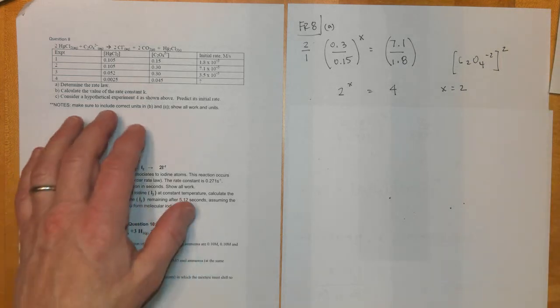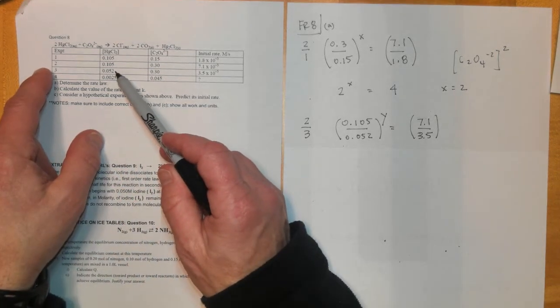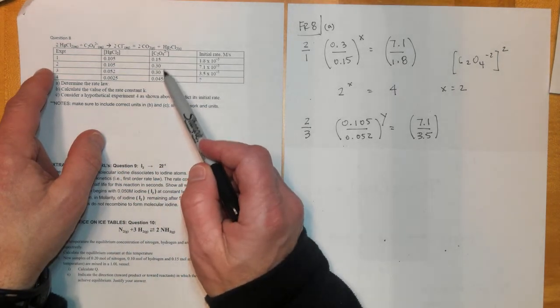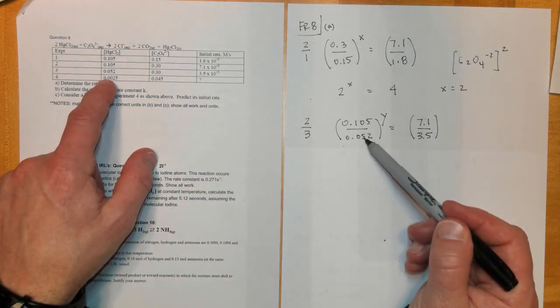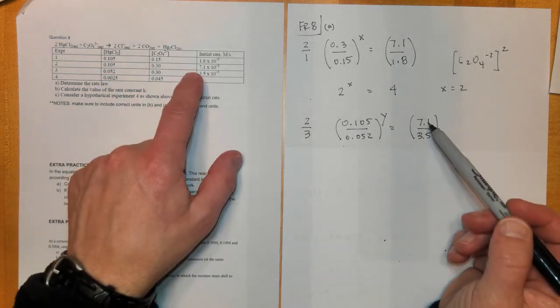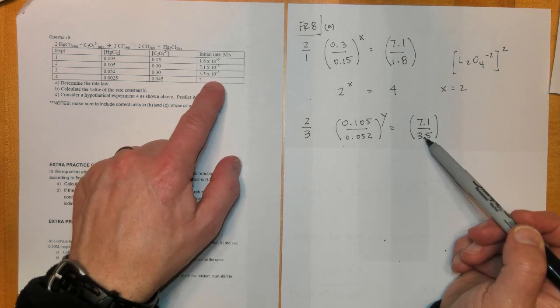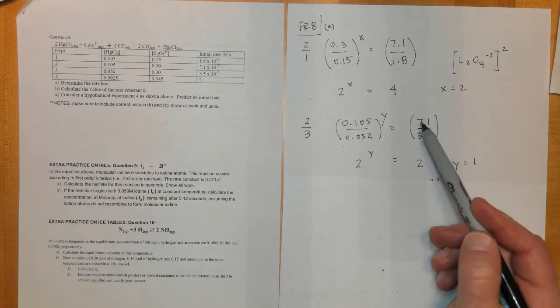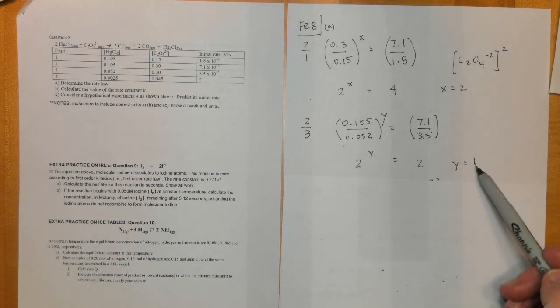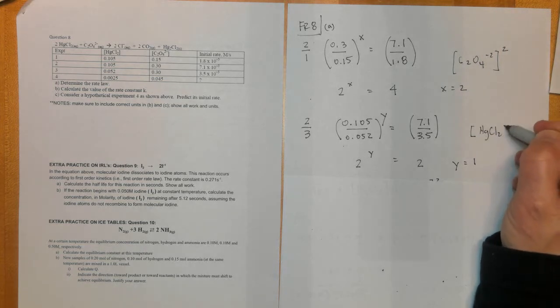Then, comparing two other ones, I took 2 and compared it to 3, because you can see that oxalate has held constant there. And so here's 2 to 3, and then here is the initial rate divided by the initial rate. Notice I just dropped the times 10 to the negative fifths. So this ends up being 2, this ends up being 2 to the y power, y's got to be 1. And so for the HgCl2 concentration, you got to have a power of 1.